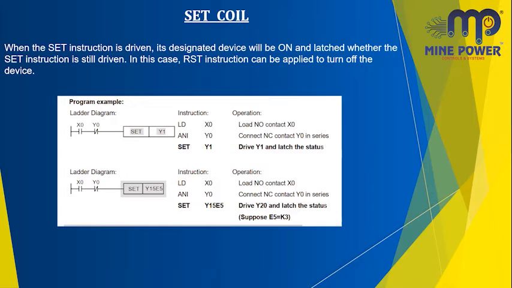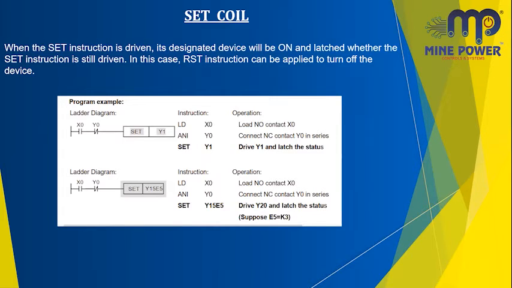You see, we are giving this in a ladder diagram. For example, when X0 is on with Y0 normally closed, then it goes to set Y1. Load on contact X0, connect NC contact Y0 in series, and it drives Y1 and latches the status. When it gives the latch, it can be used to latch the circuit by giving the set value.